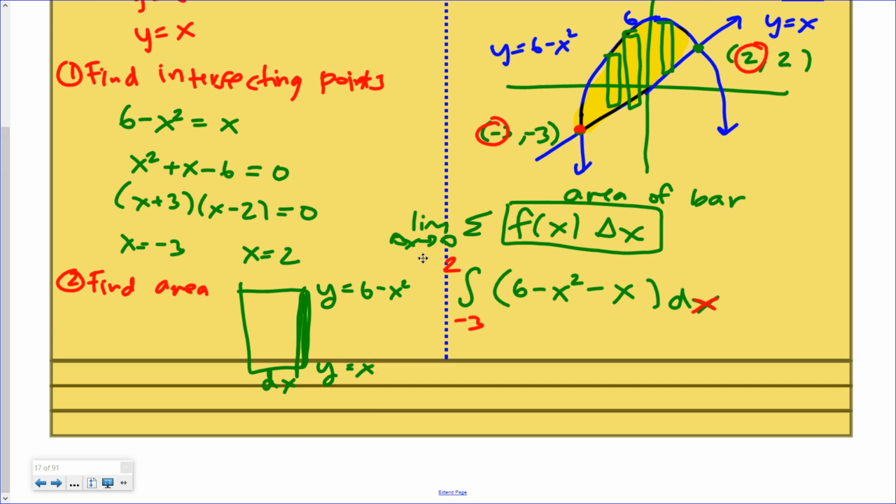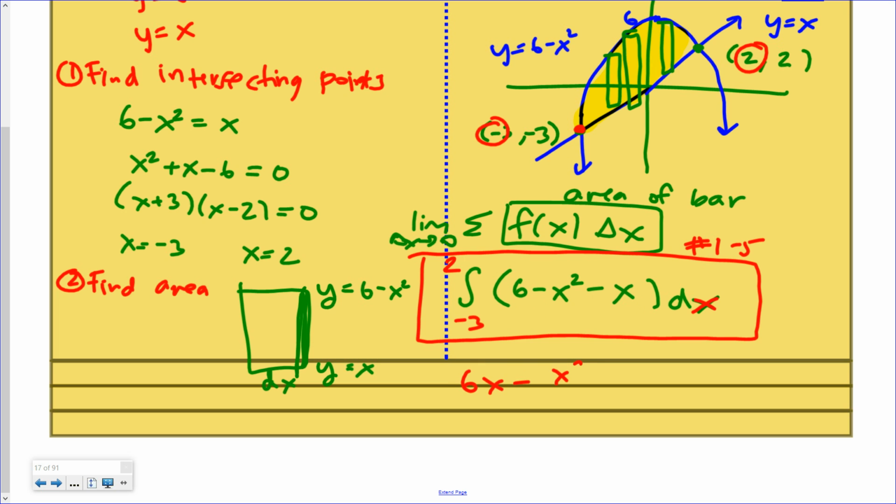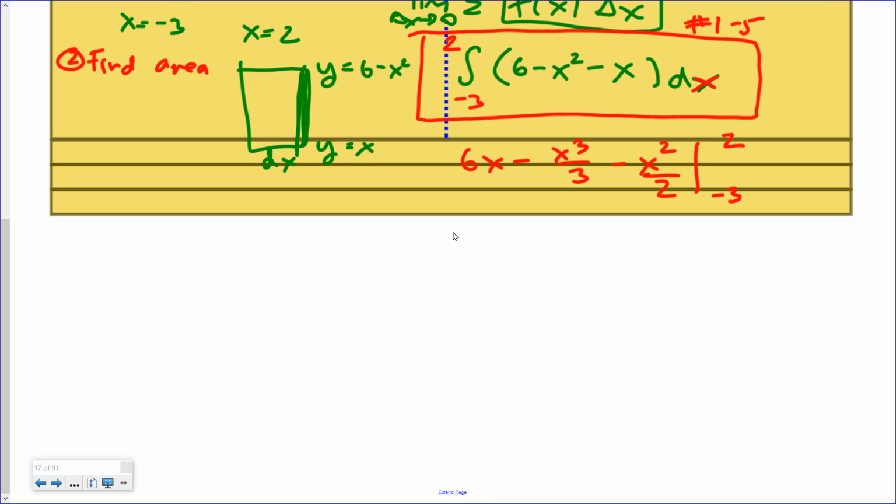On numbers 1 through 5 on your homework, all you have to do is set this up. And then the subsequent problems, you actually need to integrate it. So let's go ahead and integrate this. This integral would be 6x minus x cubed over 3 minus x squared over 2, from -3 to 2. It's been a long time since we've done integrals, so let's do this together. 6x minus x cubed over 3 minus x squared over 2 from -3 to 2.